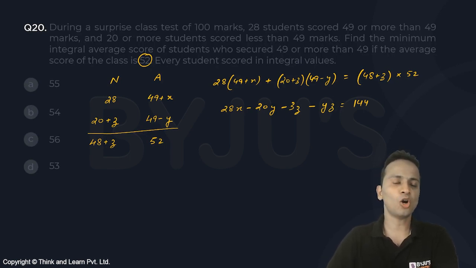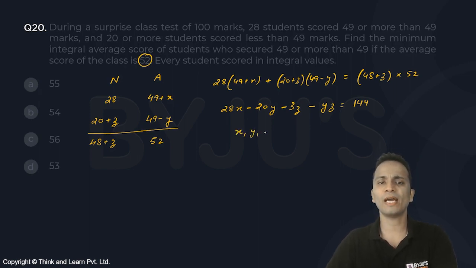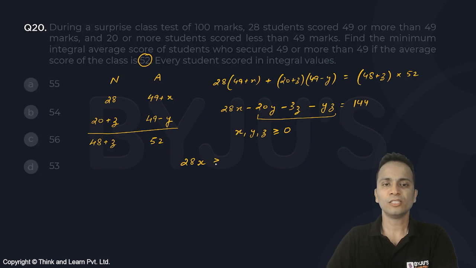Now we know that x, y, and z can all be greater than or equal to 0. So if all of them are greater than or equal to 0, I can say that if I take this portion on the right hand side, 28x will be greater than or equal to 144. Clear? So 28x is greater than or equal to 144.